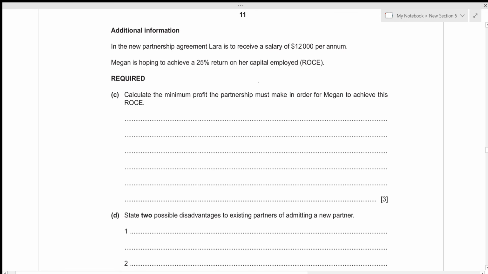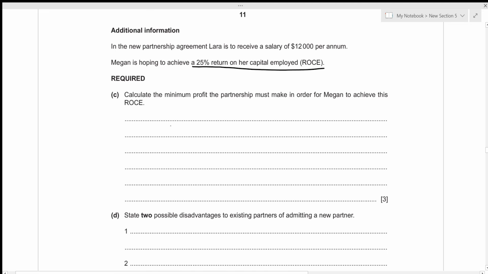In the new partnership agreement, Lara is to receive a salary of 12,000 per annum, and Megan is hoping to receive a 25% return on capital employed. Now we need to calculate the minimum profit the partnership must make in order for Megan to achieve this return on capital employed. So this is not the return on the total capital employed. This is just the return on the capital employed by Megan.